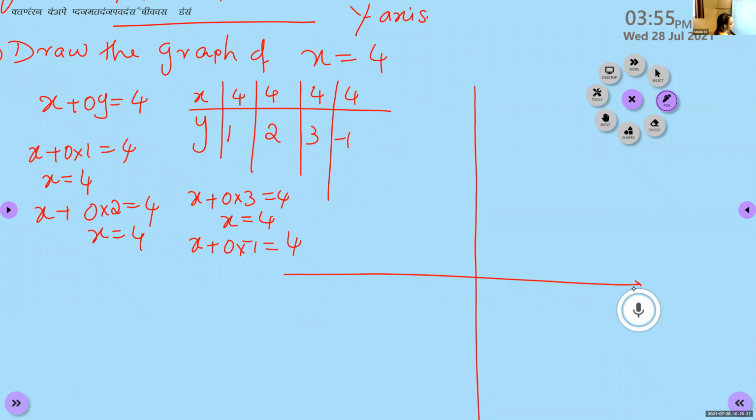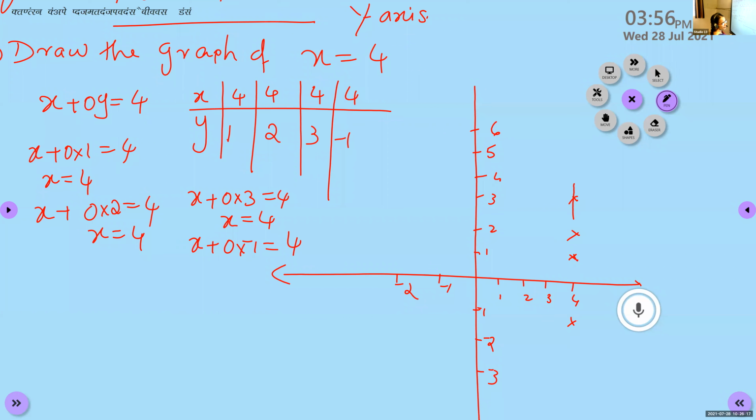X-axis and y-axis. x is 1, 2, 3, 4, 5, 6, negative 1, negative 2, negative 3. First point is 4, 1. 4, 1 is this point. Then 4, 2 is here. 4, 3 here. 4, negative 1 will be here.